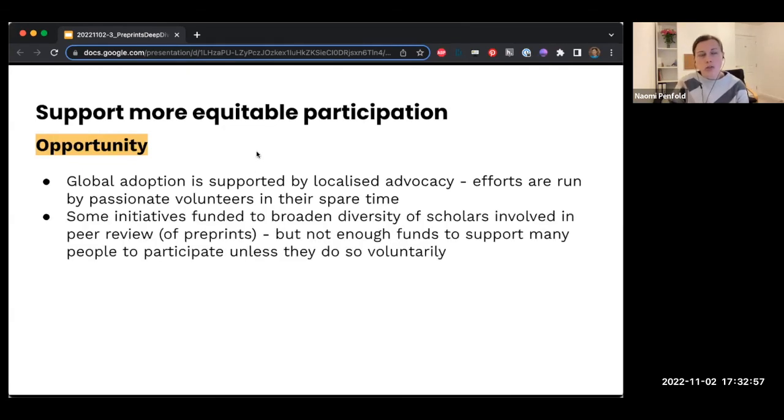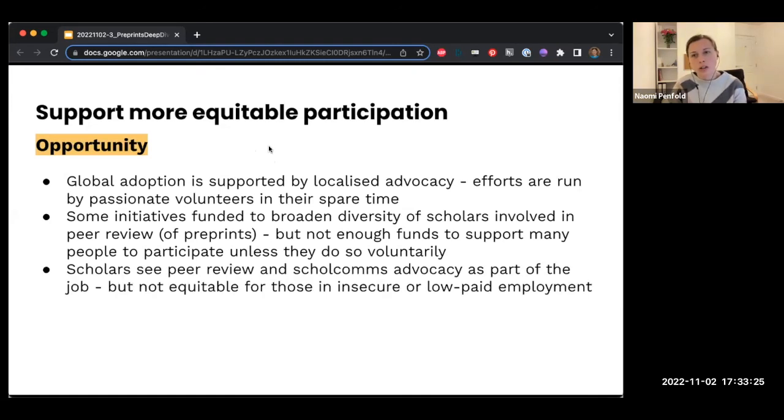And a lot of this adoption is being supported by localized advocacy and initiatives, and people running grassroots initiatives to raise awareness and also work out what is working, what isn't working for their community. But a lot of these initiatives, through the research, it's clear that they're not funded. Earlier this week, someone mentioned how funding tends to go to shiny new tech. And I think this is also the case here, where the funding's not going to the social processes that are really needed, not only for any adoption, but in particular for more inclusive and equitable adoption and design of preprint services and initiatives.